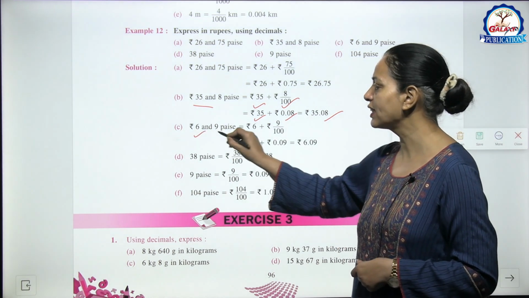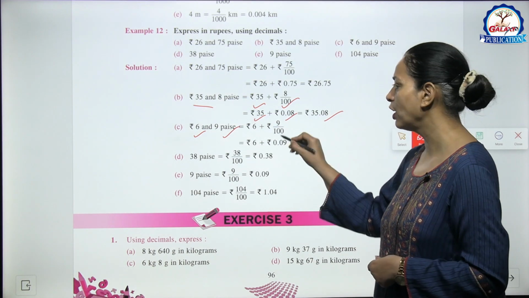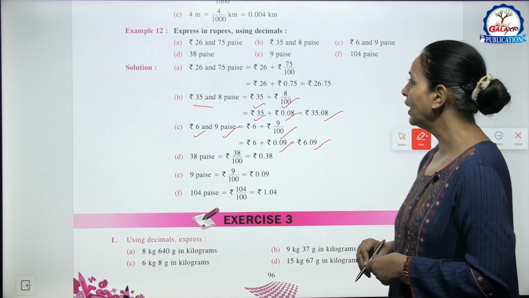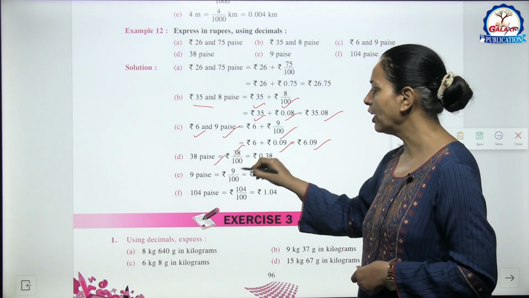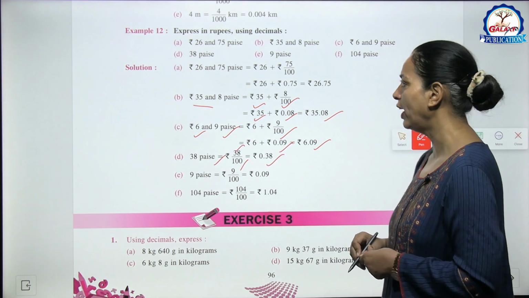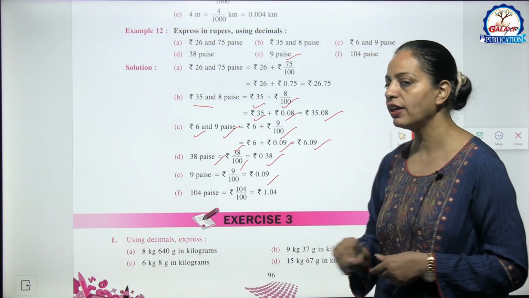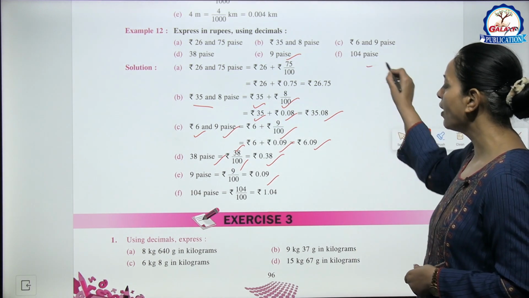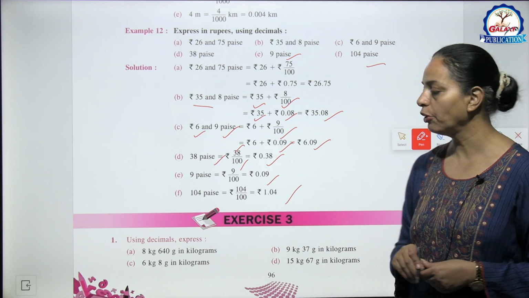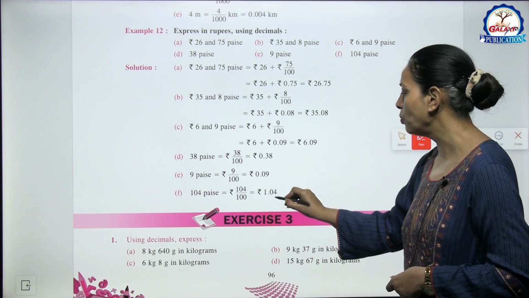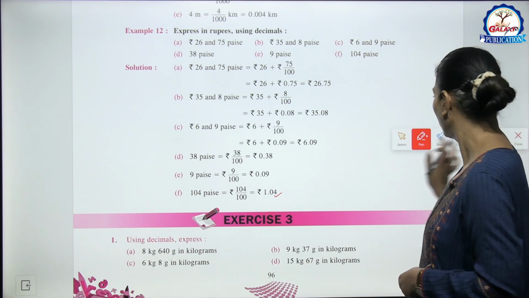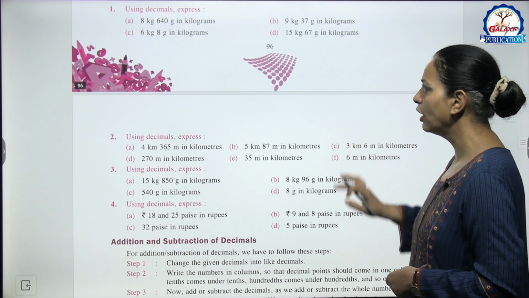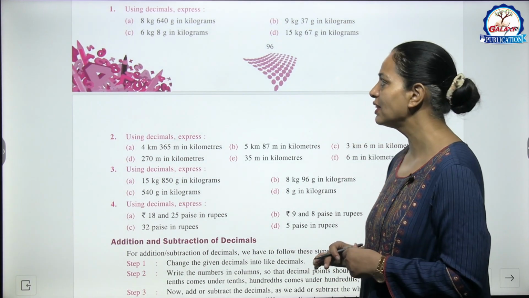C part, rupees 6 and 9 paise. So rupees 6 plus 9 upon 100 means 6.09 rupees. Okay. Then next is 38 paise. 38 upon 100 rupees, 0.38. Then 9 paise, E part, 9 upon 100 rupees, 0.09. And then the last F part, 104 paise, 104 upon 100. So this is rupees 1.04. Okay.